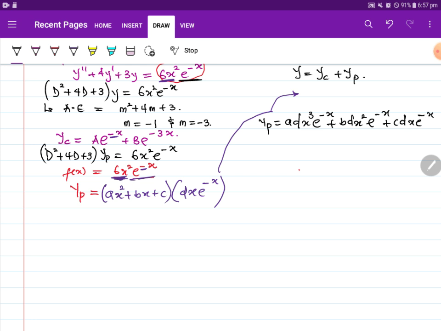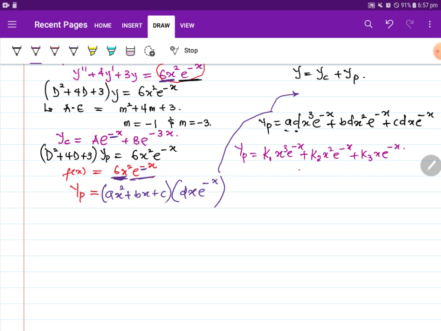Okay? Now, at this point, this is a constant, this is a constant, multiplying each other. A constant times a constant will still give us another constant. So I can say that YP is now equal to AD, a constant multiplied by another constant, giving us constant K1 X to the power 3 exponential minus X, plus BD, a constant, is another constant, that's constant K2 X squared exponential minus X, and CD, that gives us constant K3 X exponential minus X.